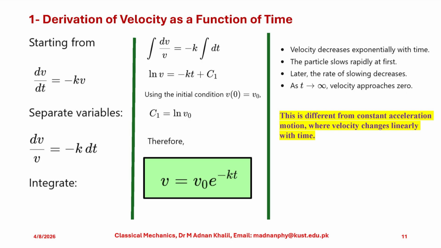And finally, we obtain velocity v equals v naught times e to the power minus k times t. Now, this is an important result. It shows that the velocity decays exponentially with time. Exponential decay means that the speed decreases rapidly at the start and then more gradually. It never drops abruptly to zero. Instead, it approaches zero asymptotically.